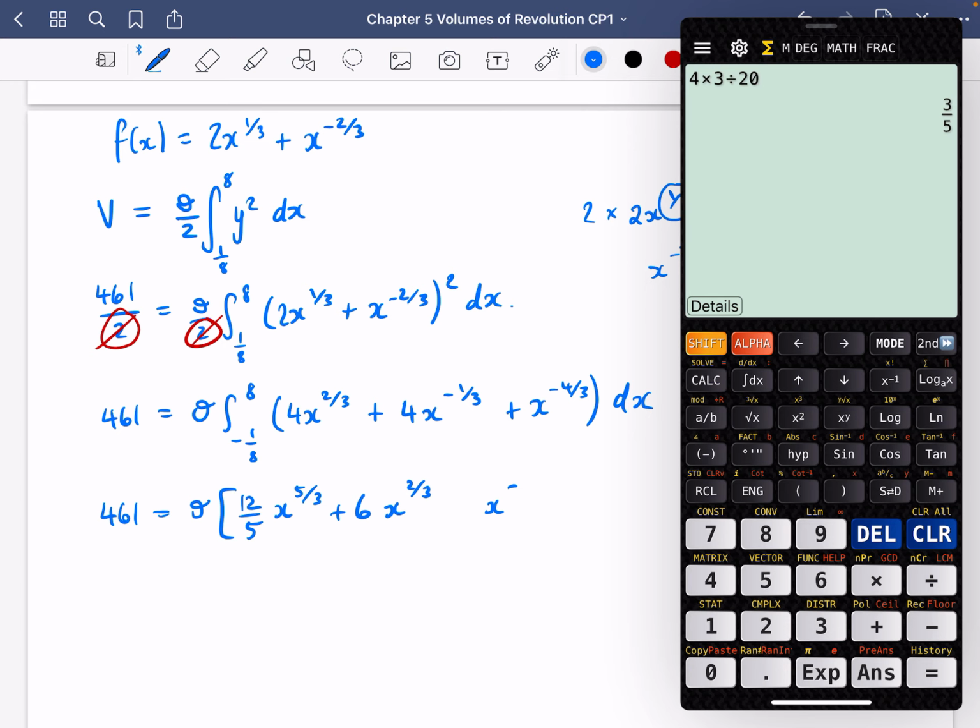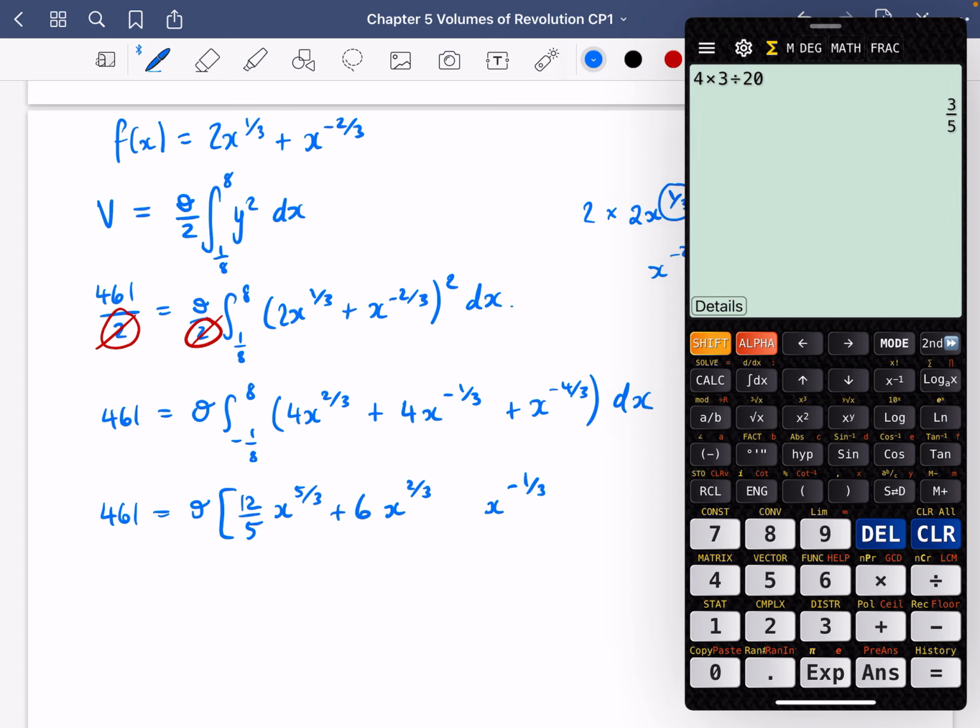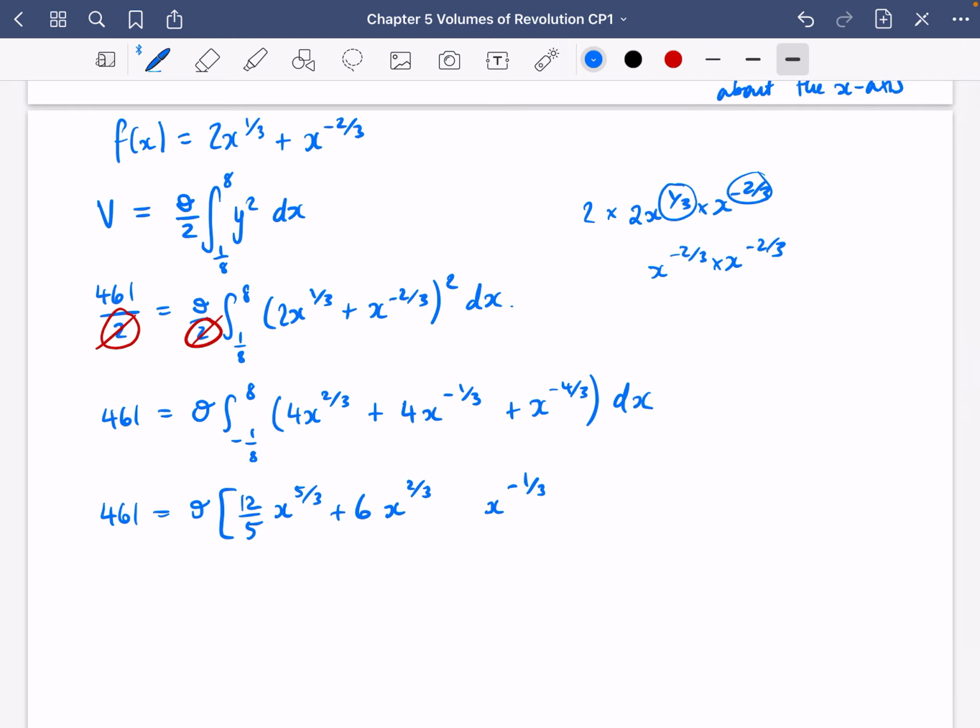This one is going to increase to minus 1/3, because when you add 1 to minus 4/3, you get minus 1/3. And I'm going to multiply it by the reciprocal of that, which is minus 3. And this is between, I don't know why I've started writing minus an eighth. This is just between an eighth and 8.